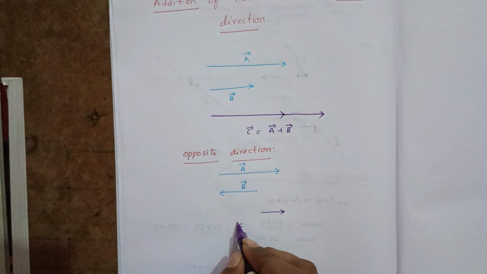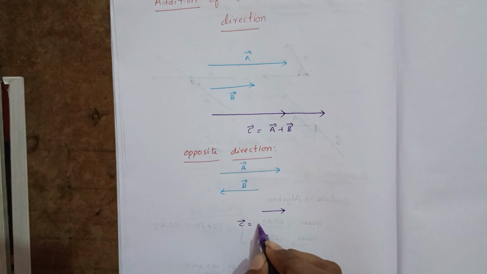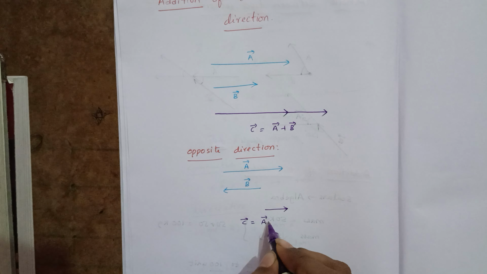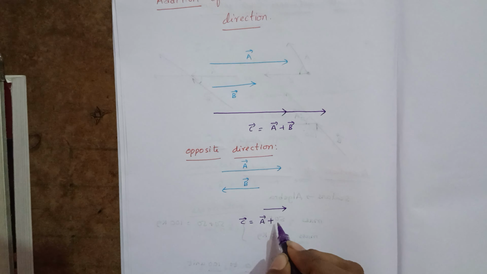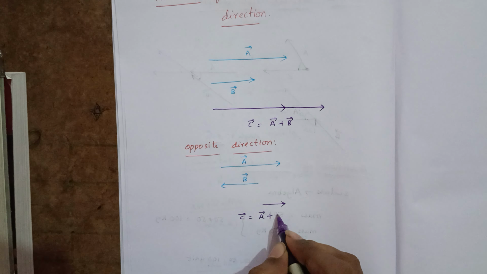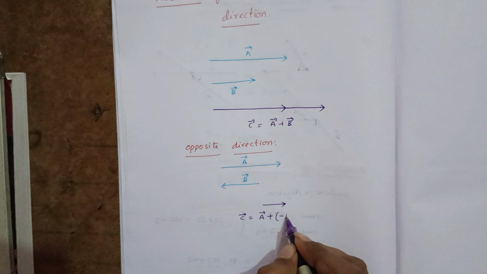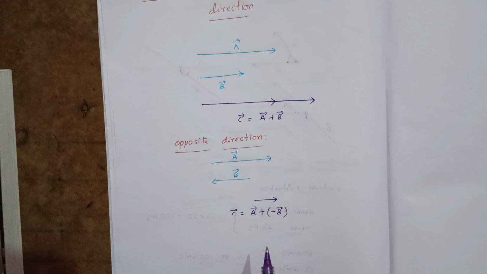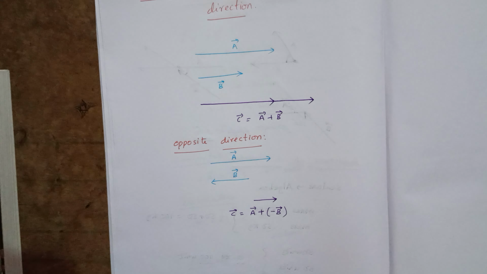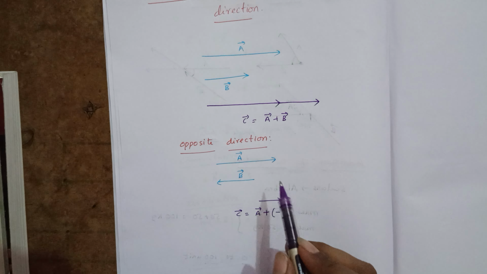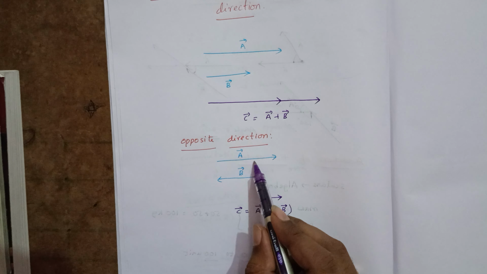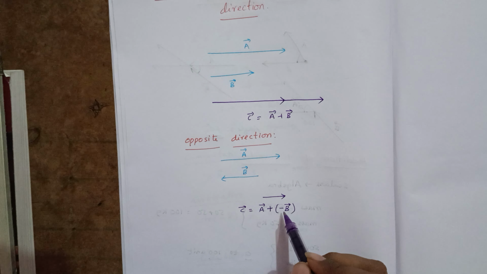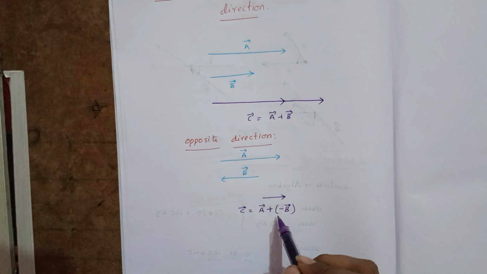C bar is the resultant, equal to a bar plus b, where b is in the opposite direction, minus b bar. A bar plus minus b bar. Now this part will be cancelled and this will be remaining. And magnitudes we are doing like this.